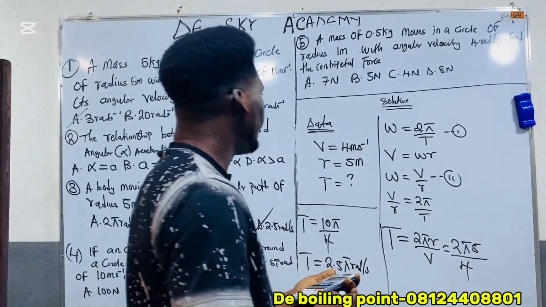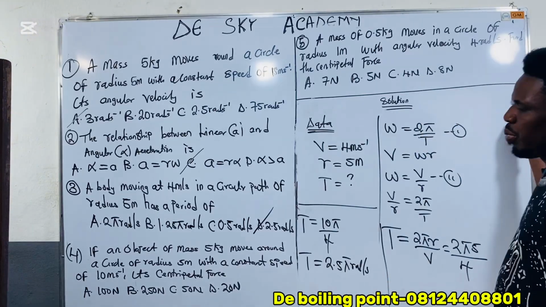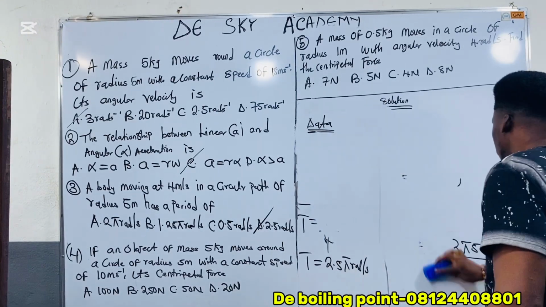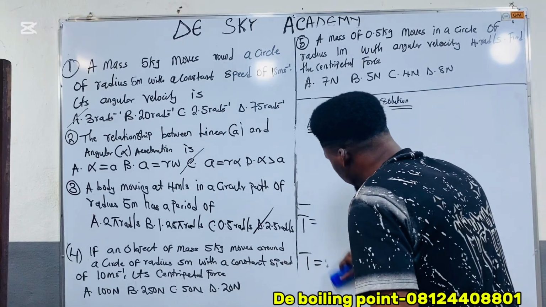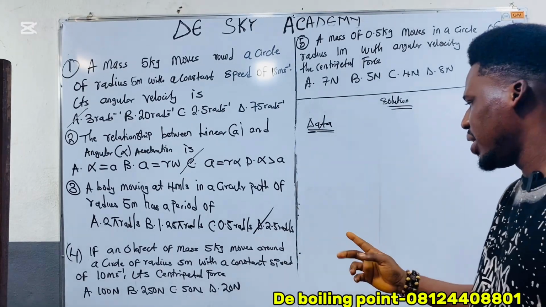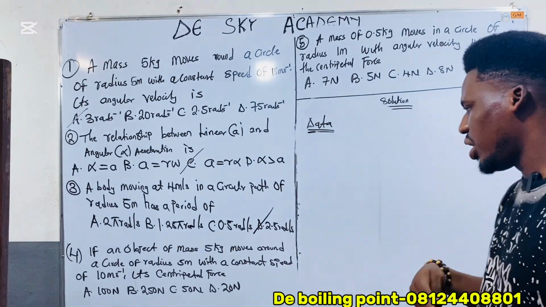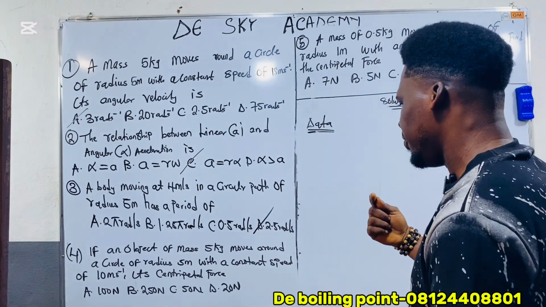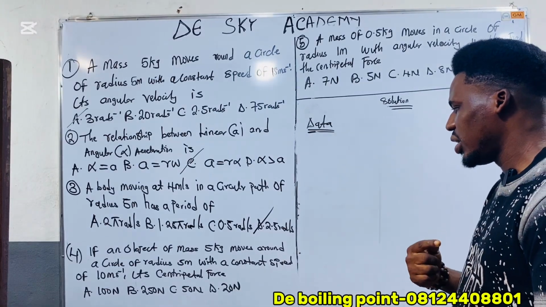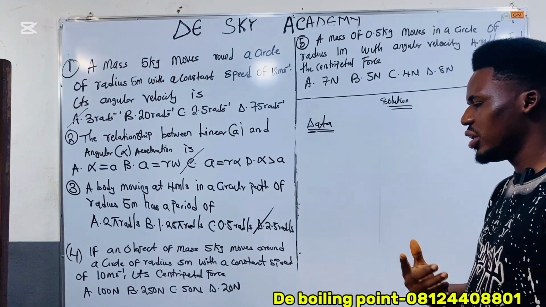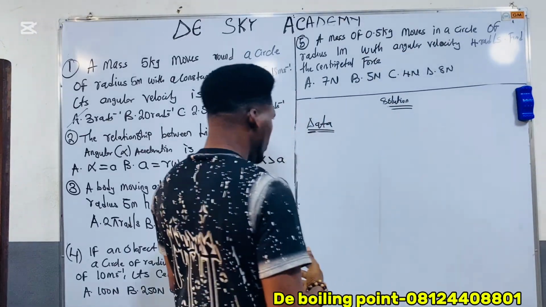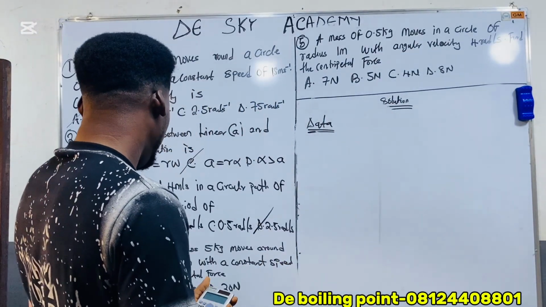So the fourth question that we will be having. Here is the fourth question. They said if an object of mass 5 kg moves around a circle of radius 5 meters with a constant speed of 10 meters per second, its centripetal force is dash. So you need to analyze the question. You discover that we are looking for centripetal force.